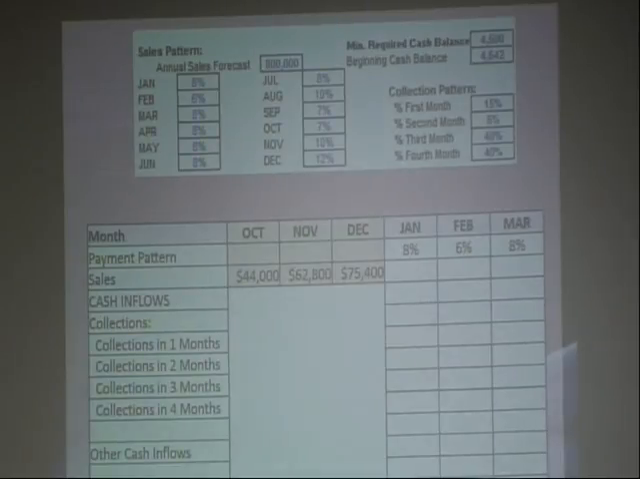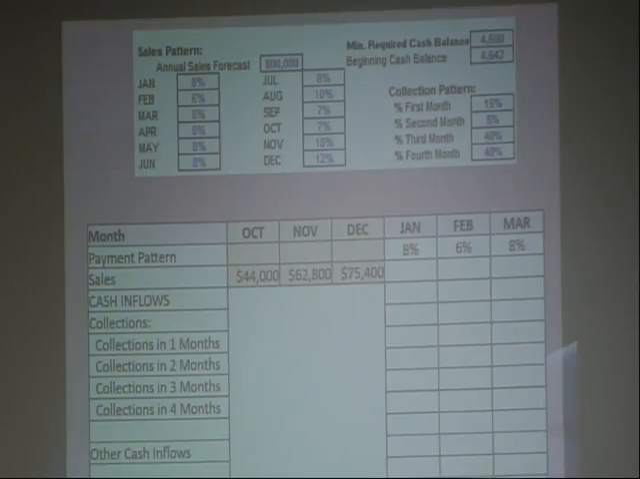Okay. So we're going to start projecting and actually preparing our cash budget. Now, this is an existing business, as you all are. So we're going to start in January. We're going to pretend it's December 31st. It's New Year's Eve, and we're working on the cash budget, right?